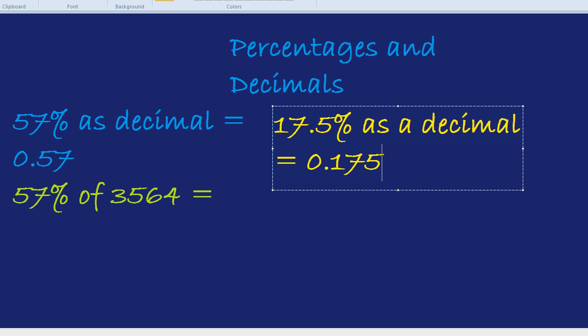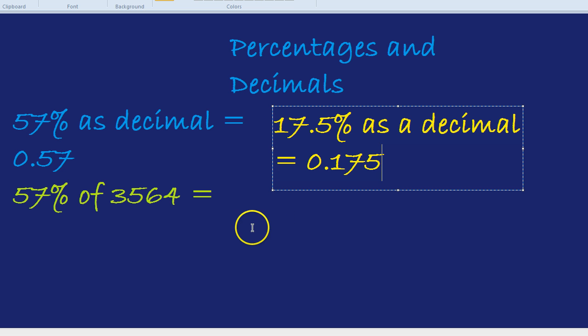A quick way to think about why that works is because if we times the number by 1, we would get the exact same number. In other words, we'd get 100% of that number. Now, 0.175 is 17.5% of 1. So, just in the same way as percentages work, decimals work out of 1.